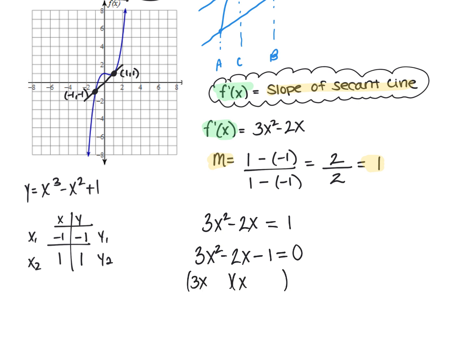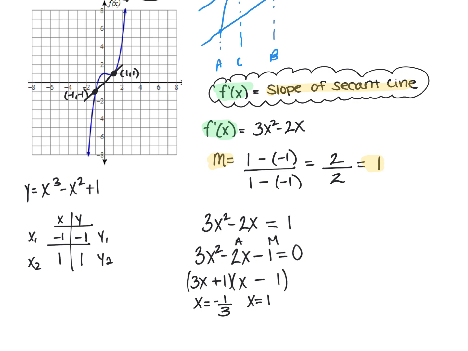So 3x and x need to multiply to 3x squared. I need the things that multiply to 1, so 1 and 1. And I need probably a negative 3 and a positive 1. That'll add to a negative 2 after I do my AC. So x is equal to 1, and x is equal to negative 1/3.